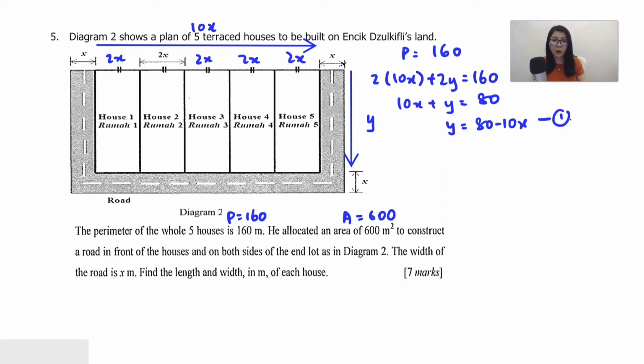So he allocated an area of 600 meters square to construct a road, which means it's the area of the road. So how to find this? The area of the road is the big rectangle minus the small rectangle.